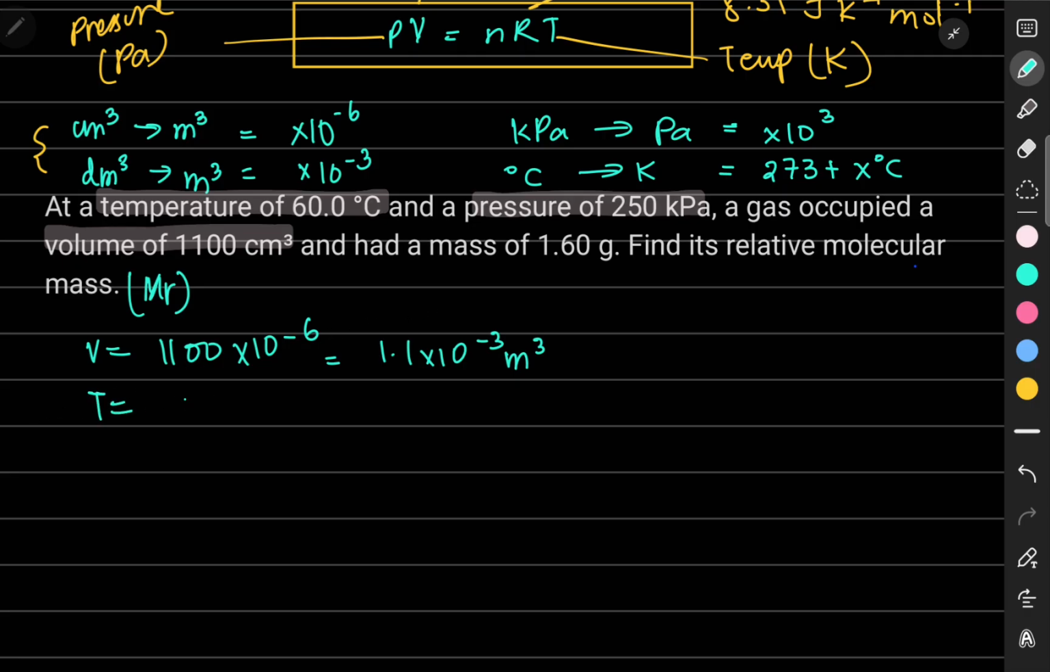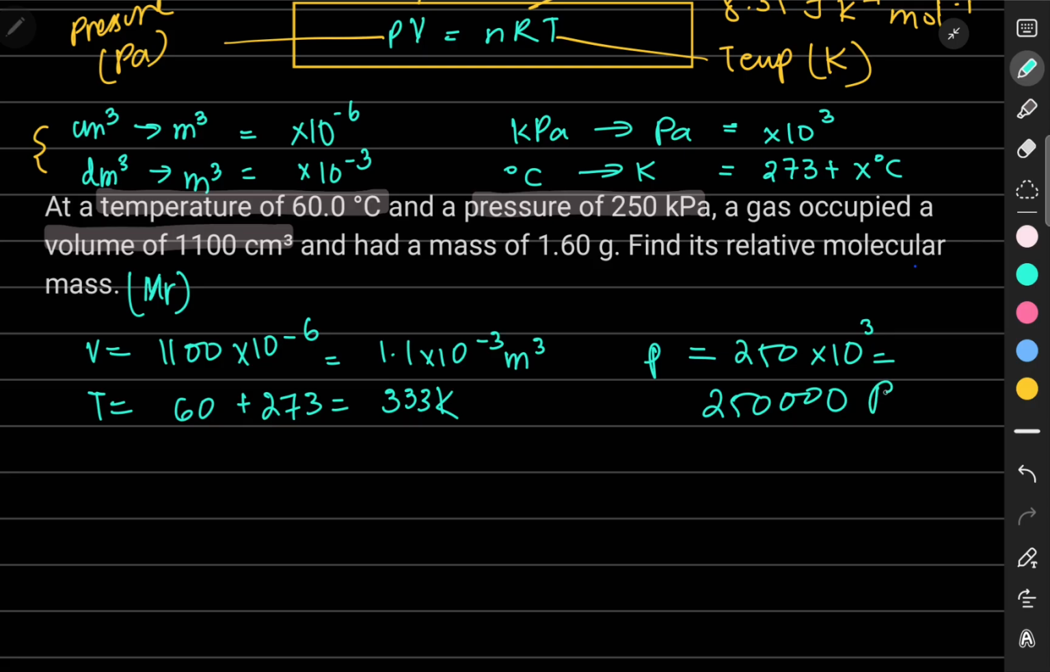Then the temperature, that's easy, 60 plus 273, and that's going to give me 333 kelvins. And last is the pressure, the easiest of all. Pressure is 250 kilopascals, so times that by 1000, and I just want to make sure that I put the correct number of zeros here. So that's this, in pascals.